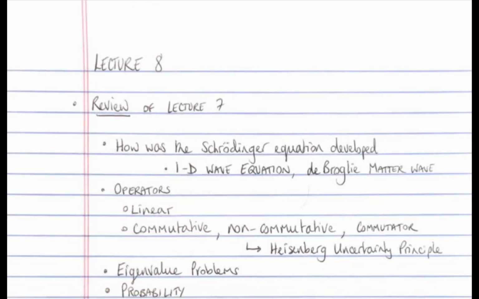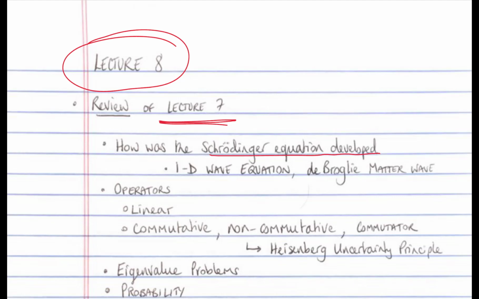So here we go. This is lecture 8. And so we'll start with this review of lecture 7. In lecture 7, we basically said how the Schrödinger equation was developed. We took a classical one-dimensional wave equation, and we applied that with a standard general solution. We applied the de Broglie matter wave to that, and that's how the Schrödinger equation came about.